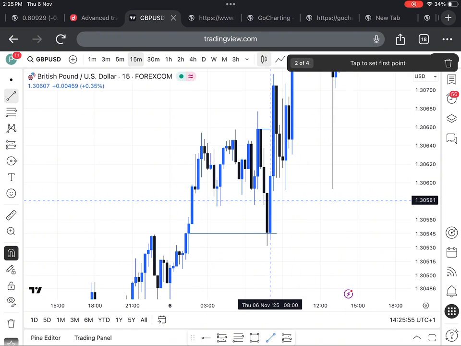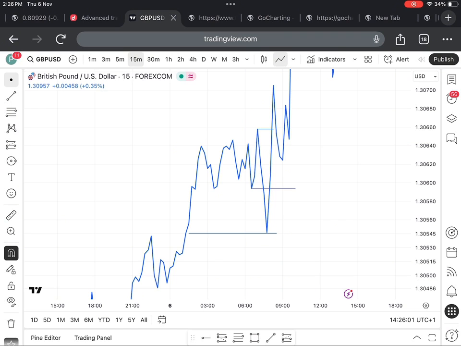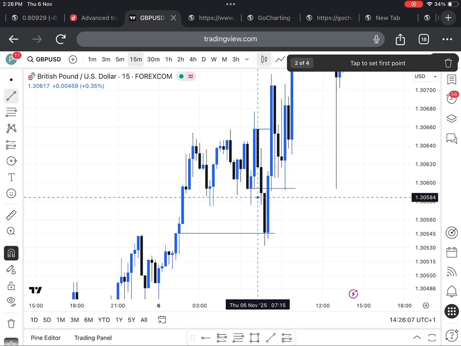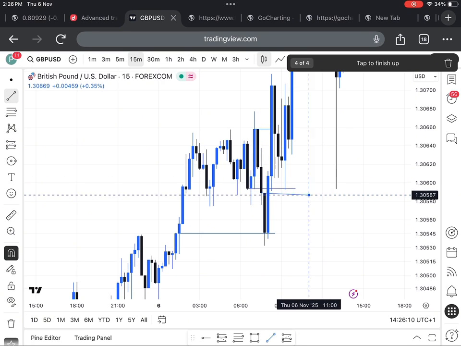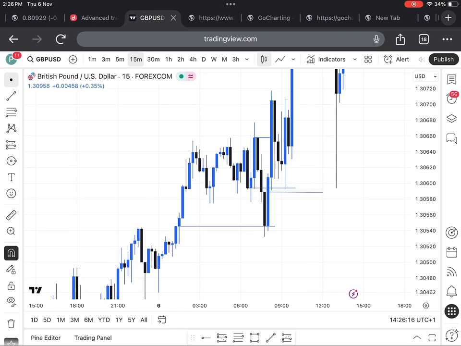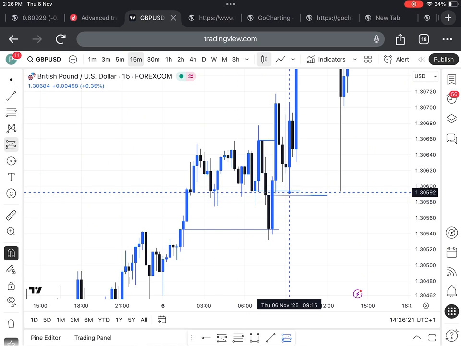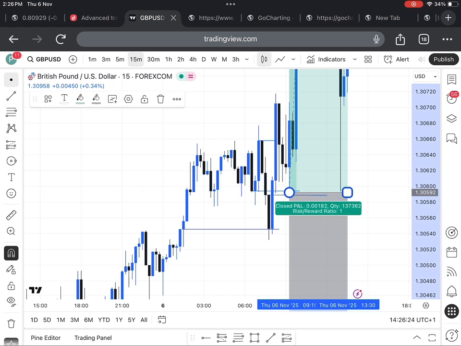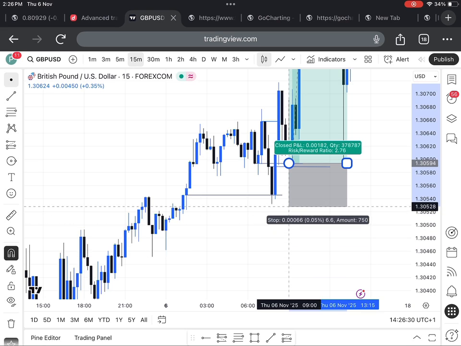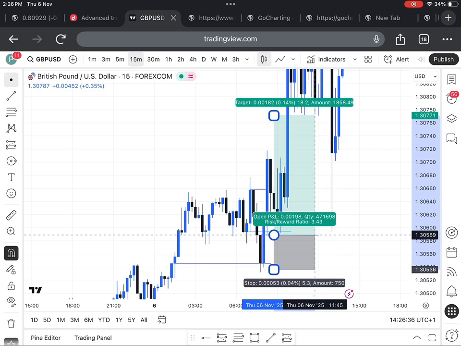Now on the 15 minutes, I have this POI, a partial model. I explained partial model. This is a partial model. Then I have this open close, and I have this open close. All right, so I was buying from this open close. I was waiting for price to come to this open close. So I should have taken the entry from this first model. But I was like, okay, let me buy from this open close.